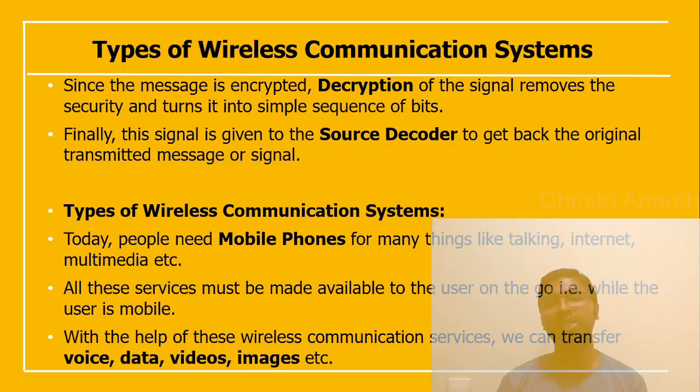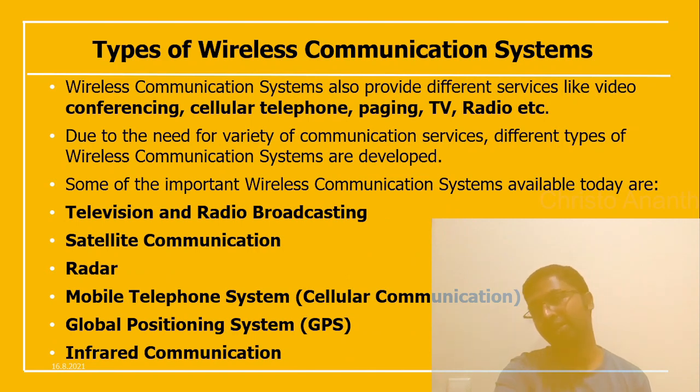With the help of wireless communication services, we can transfer text, data, voice, audio signals, sound notes, videos, images, and animations. Wireless communication systems offer different services like video conferencing, such as Google Meet, Zoom, Microsoft Teams, cellular telephone, and paging, which we used in earlier days. There are also TV and radio. We have different communication systems, and the services are diverse enough.